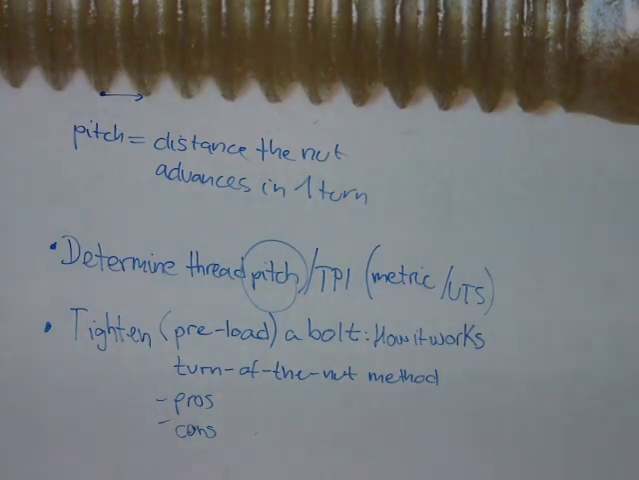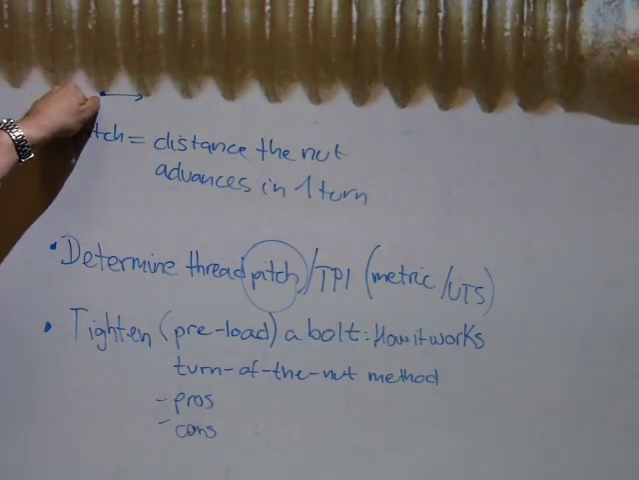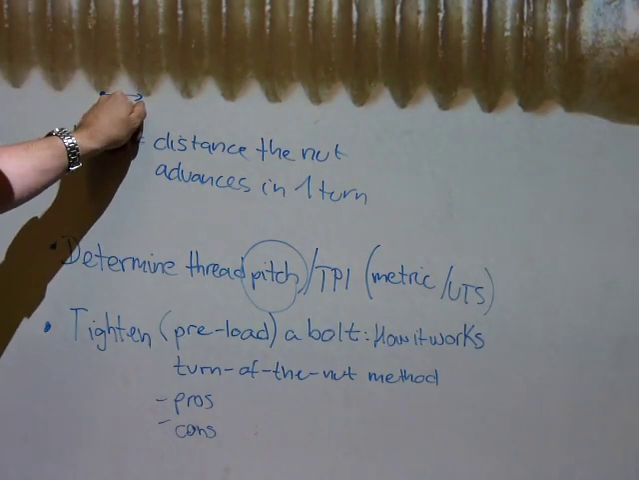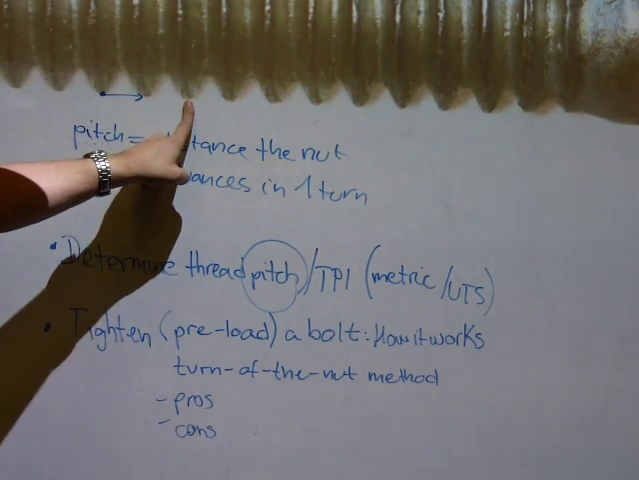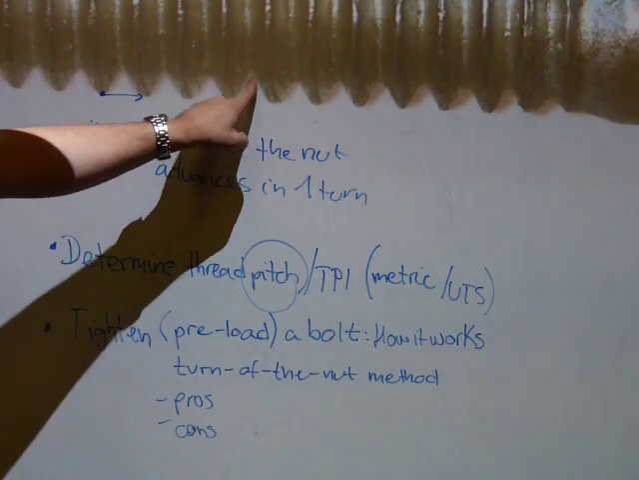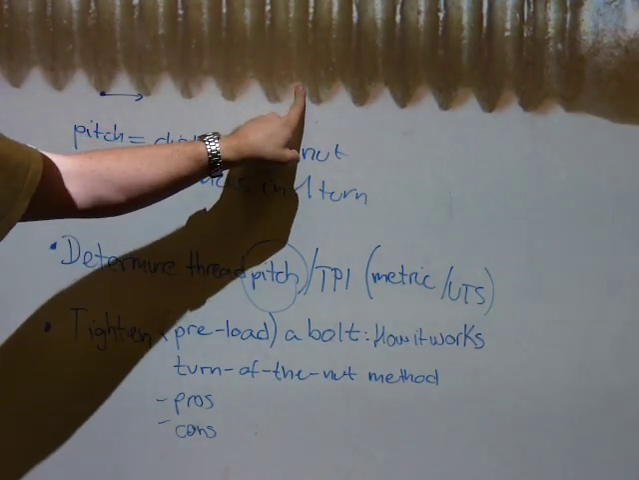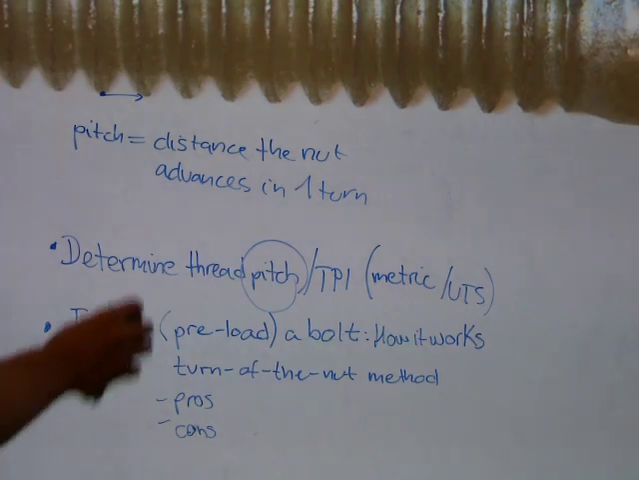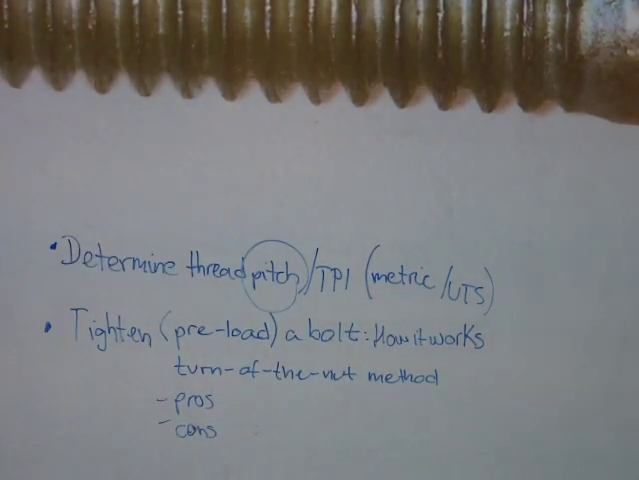That pitch represents a horizontal distance the nut moves forward in one full turn. So if the edge of the nut was at this crest, and it rotates around once, the edge of the nut will be here. If it rotates around one more time, the edge of the nut will be here. If it starts at this root, in one full turn it will be there, and in one more turn it will be there. This is pitch. A pitch is a horizontal distance. It's very important for the concept of preloading or tightening a bolt.